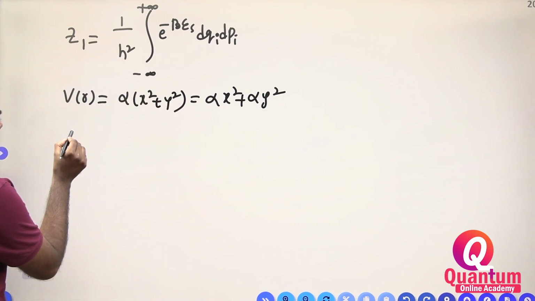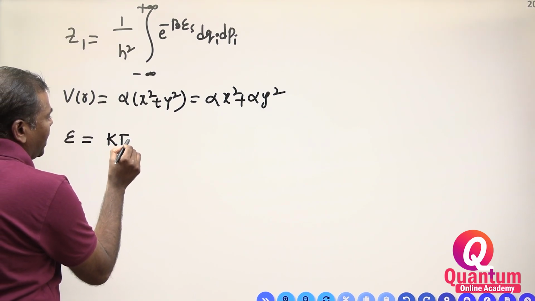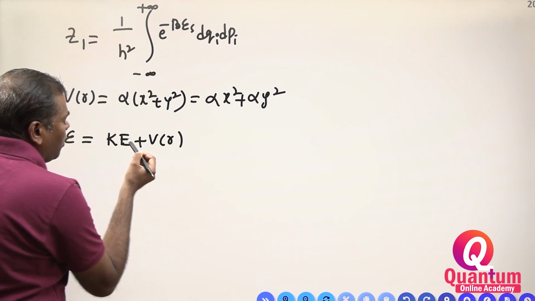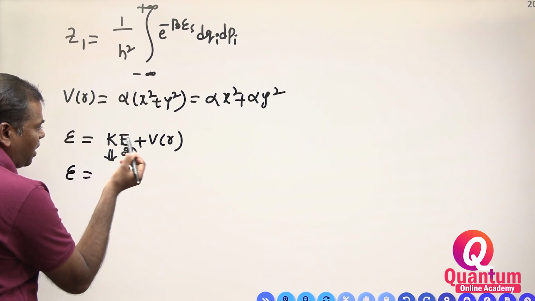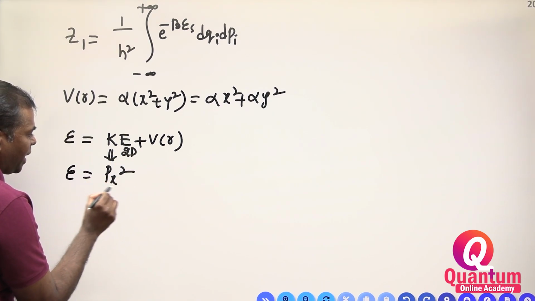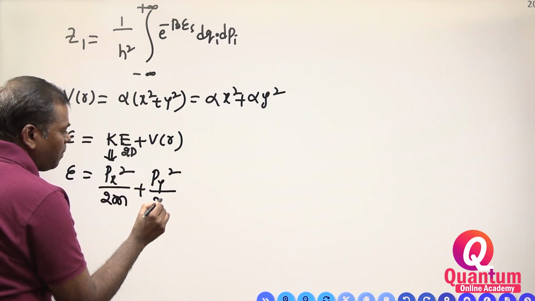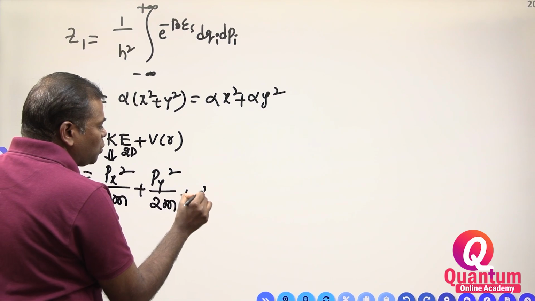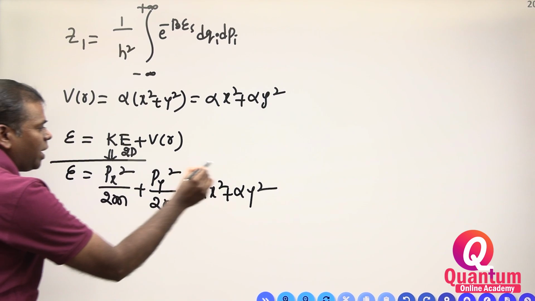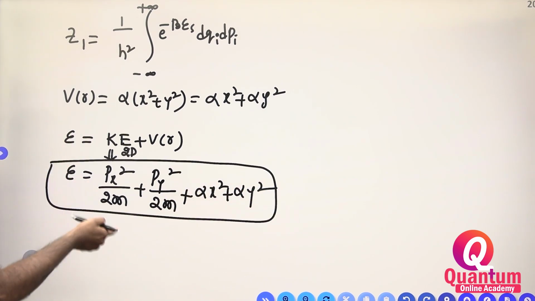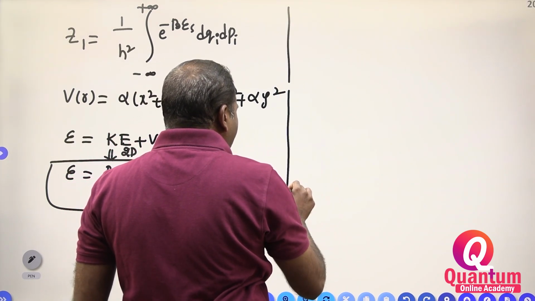The energy E is the kinetic energy plus potential energy. Both energies are there. What is the kinetic energy? E is equal to the kinetic energy in two dimensions, px square by 2m plus py square by 2m, plus V of r, which is alpha x square plus alpha y square. We got the energy value. Now we just have to substitute this value.